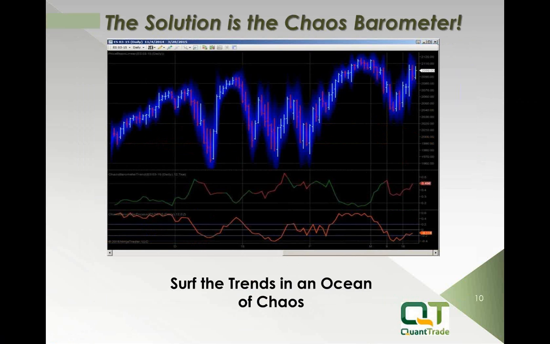We have a simple solution for improving our trading, creating a robust trading system. What you see here are two of the Chaos Barometer indicators, displayed on the chart. The general concept is that as the indicator approaches zero, you can see that we have two different indicators. One is the Chaos Barometer excess, and one is the Chaos Barometer trend. As we approach zero, that is telling us we are beginning to enter into a trend.